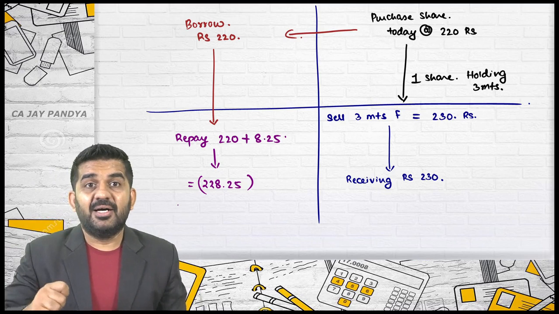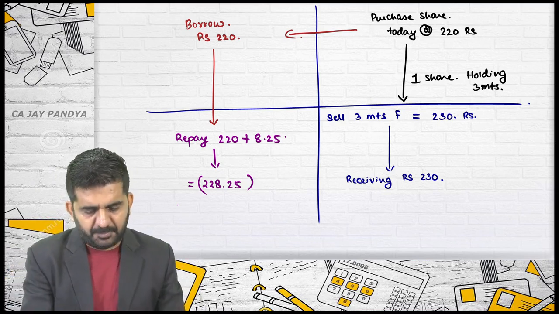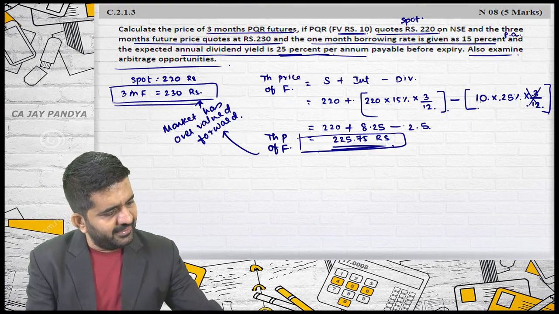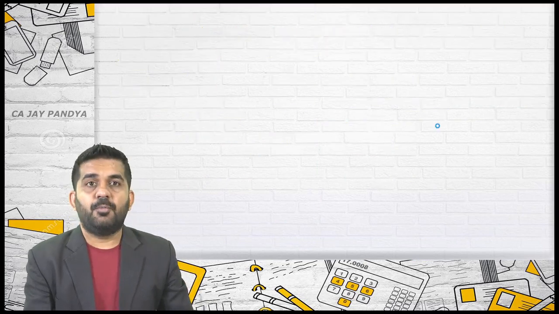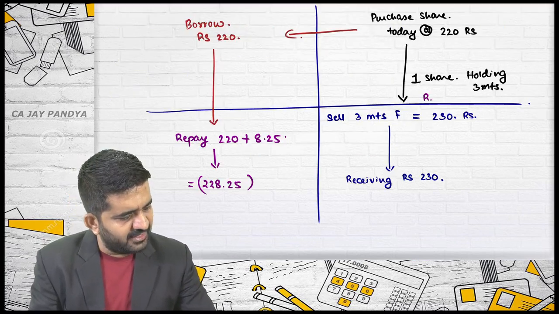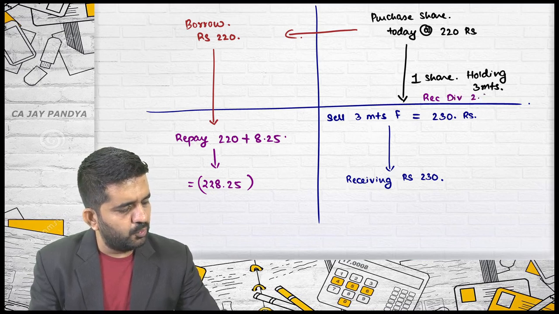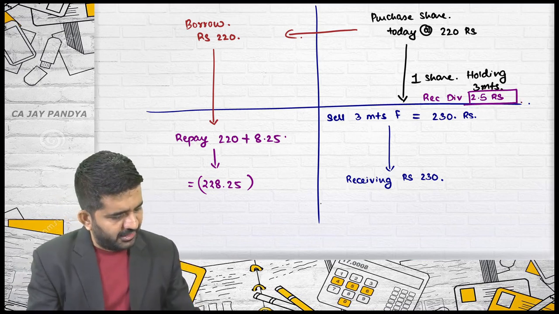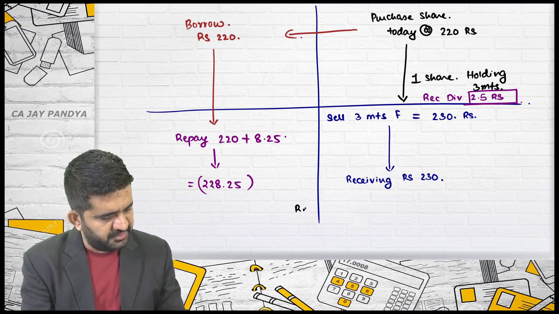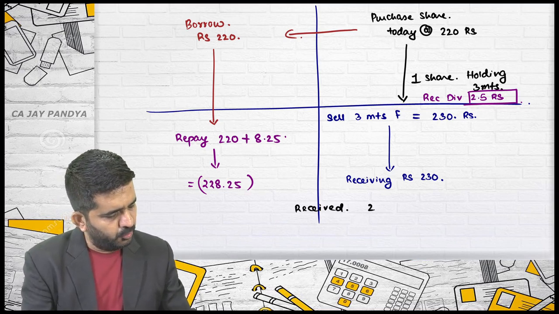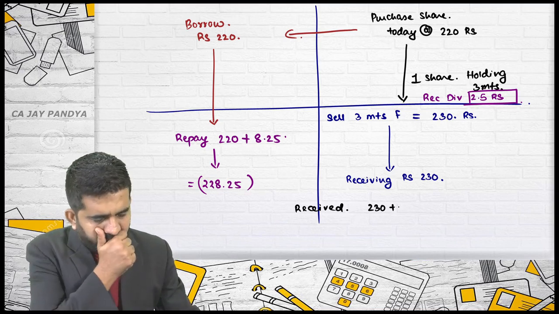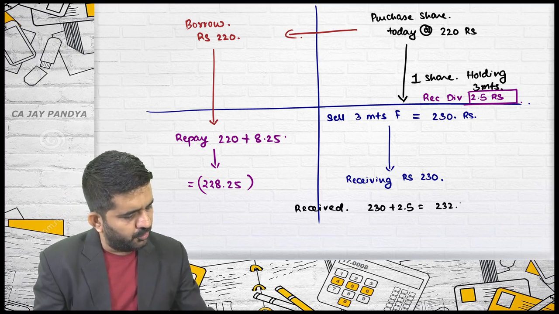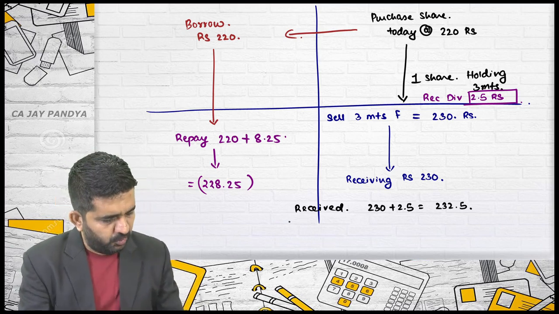That's correct. But during this 3 months period, as you are holding the share, you will be receiving dividend, and the dividend is 2.5 rupees. Is it all? So you will be receiving dividend of 2.5 rupees. See what is totally received. What is received? 230 plus 2.5. That's right. 232.5.